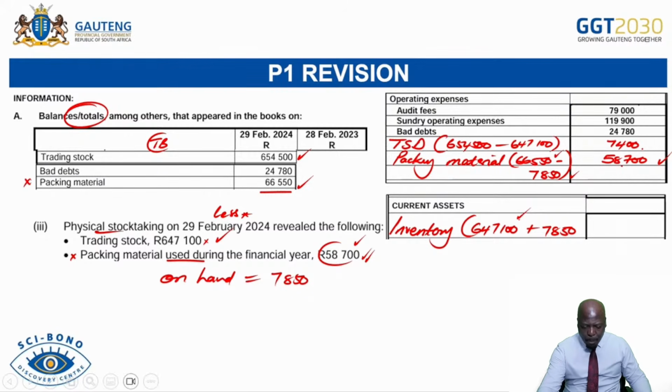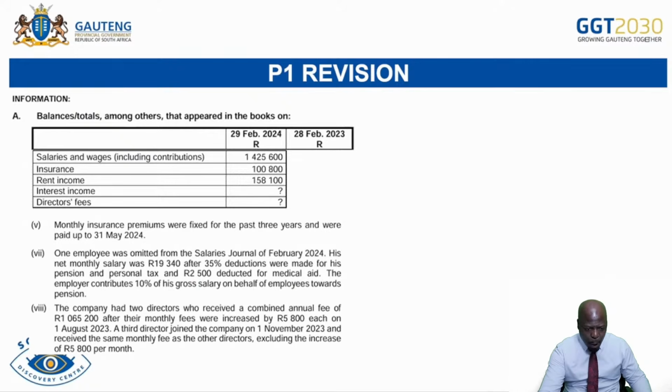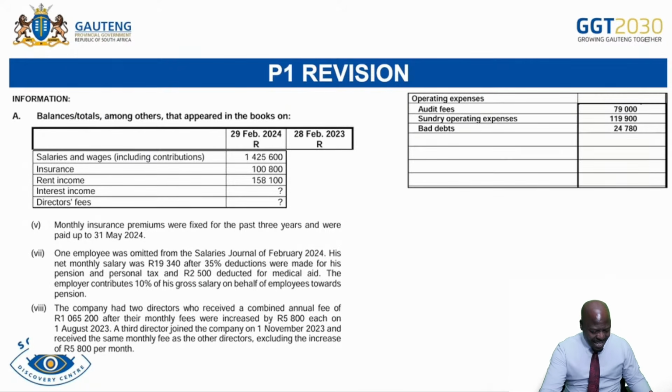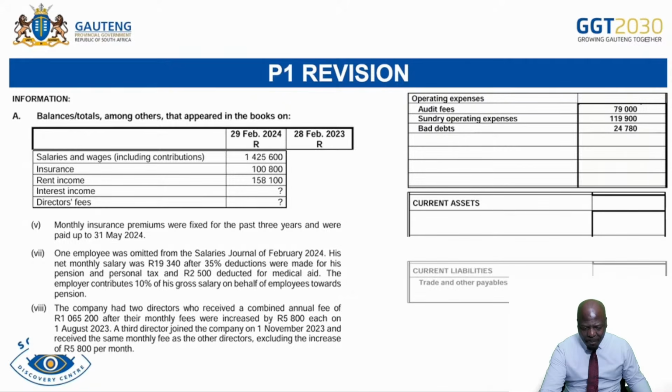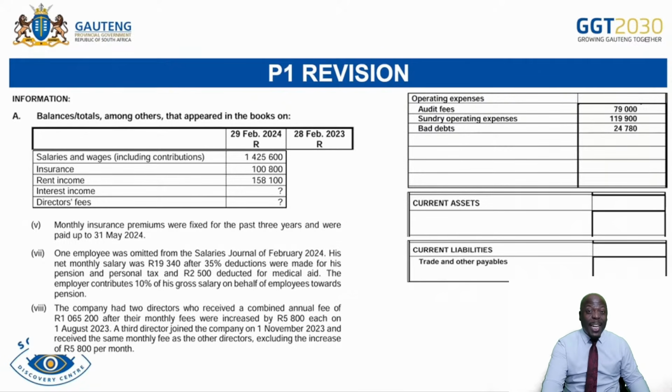Okay, we're going to do one more before we move on to the next aspect. Let's go. This one has a bit more adjustment. So here's where we're going to record. I have my statement of financial position here. Are you guys ready? If you're ready, let's go. Okay, so let's do the first one.